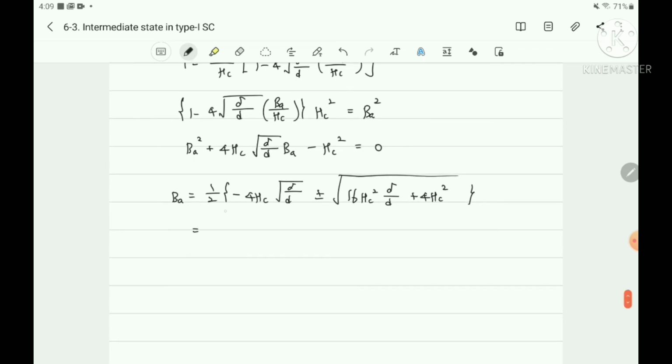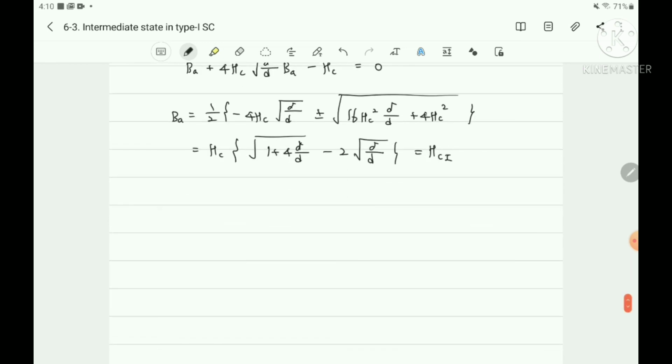Therefore, when we summarize the Hc, then the second term: we subtract the 4, and we divide by the 4Hc square. Therefore, square root of 1 plus 4 delta over D, minus 2 square root delta over D. Then it is the critical field for the intermediate state.